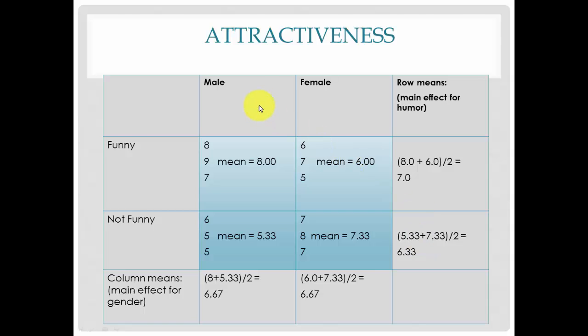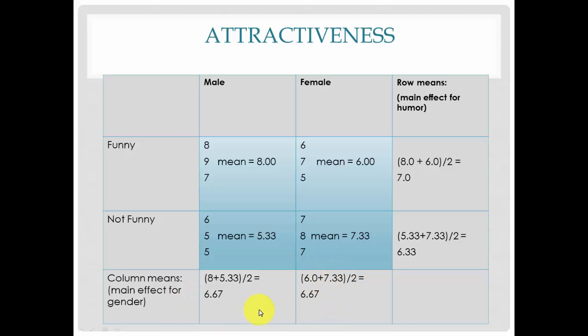Then we have column. So gender is our column, and we read this down. Here's our male column, and so we have 6 males who participated, and we can get their average attraction score just by male, regardless of how funny or not funny the picture was. And this is our female. We have 6 females in this column, and here's our average attractiveness rating for the female raters. Okay, so those are our column effects here.